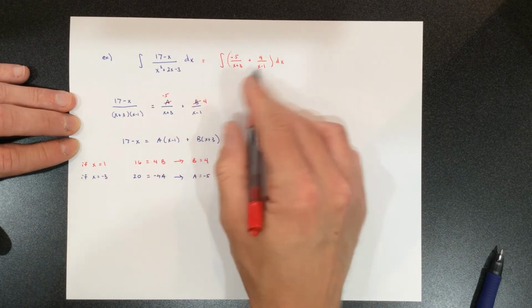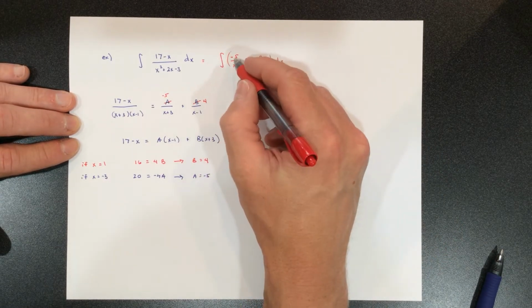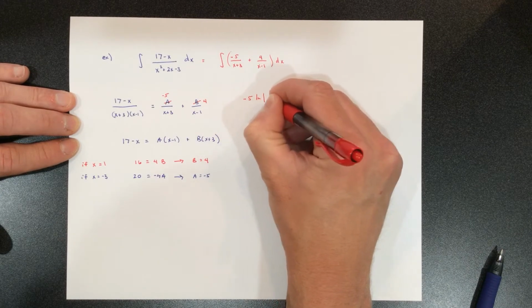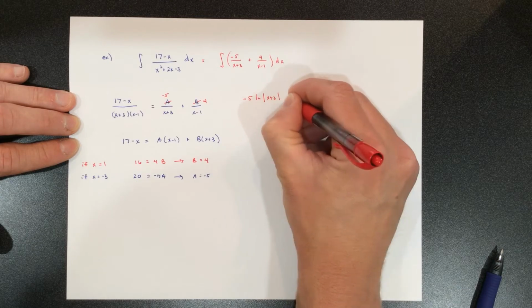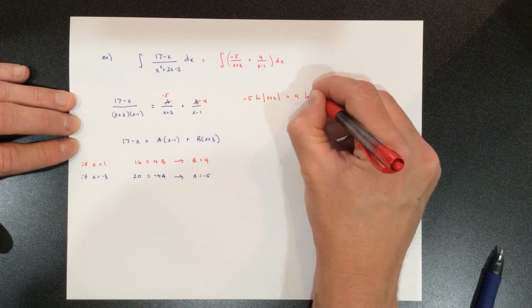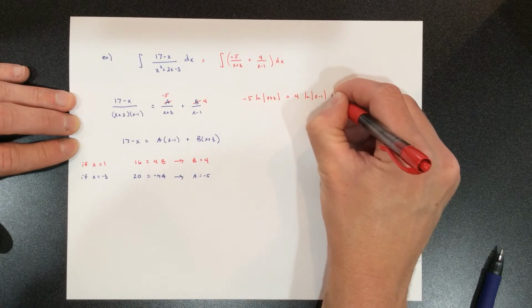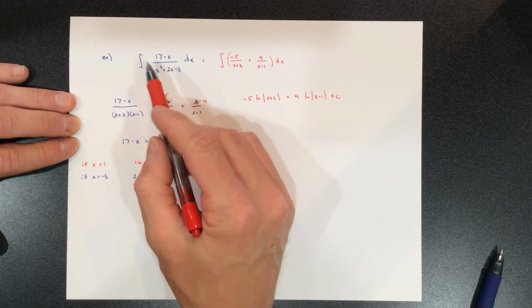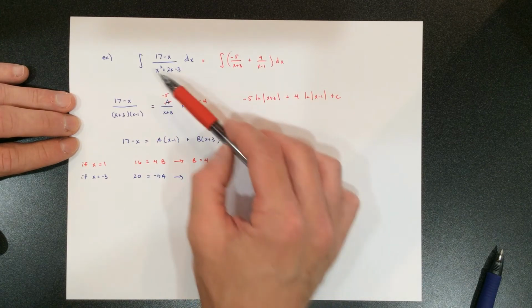And again, those integrals are just logarithms. The integral of negative 5 over x plus 3 is just negative 5 natural log x plus 3 plus 4 natural log x minus 1. And we're done.